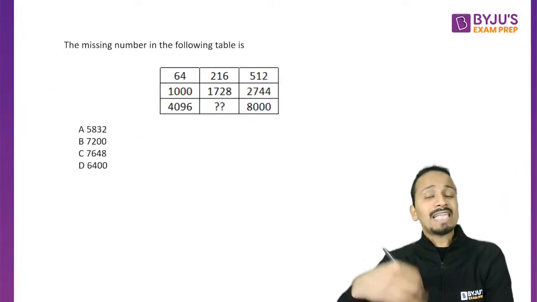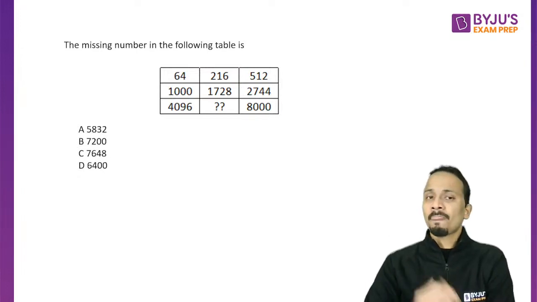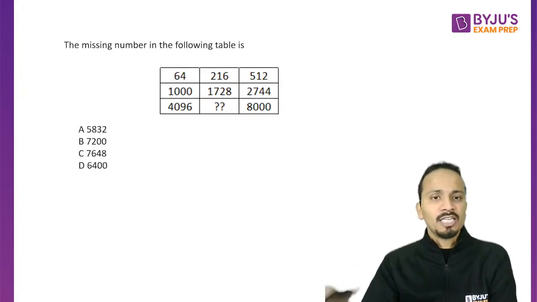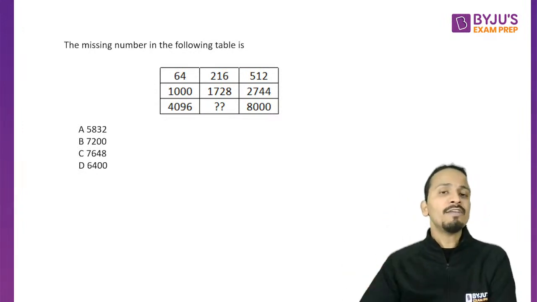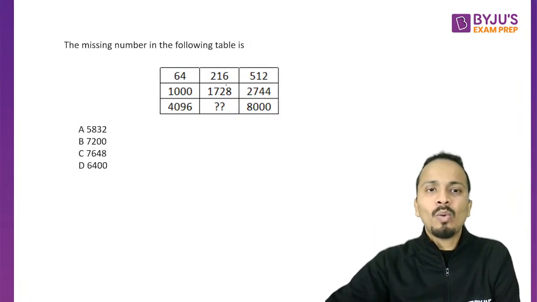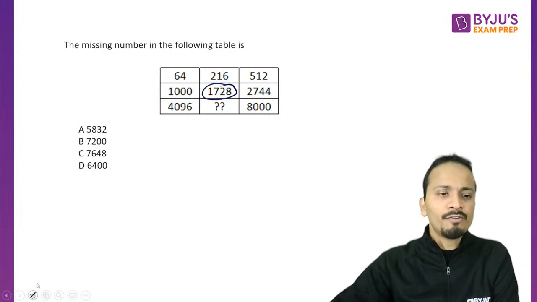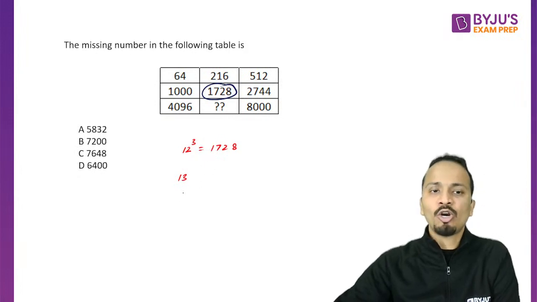Now moving to the next type of questions, missing numbers. We have to find out the missing number in the following table. Just look at how easy this question is. Even without identifying all these numbers, just looking at some of them, I can say 1728. Those preparing for these examinations must remember this number. 12 cube is 1728. 13 cube they have not used. 14 cube is 2744.